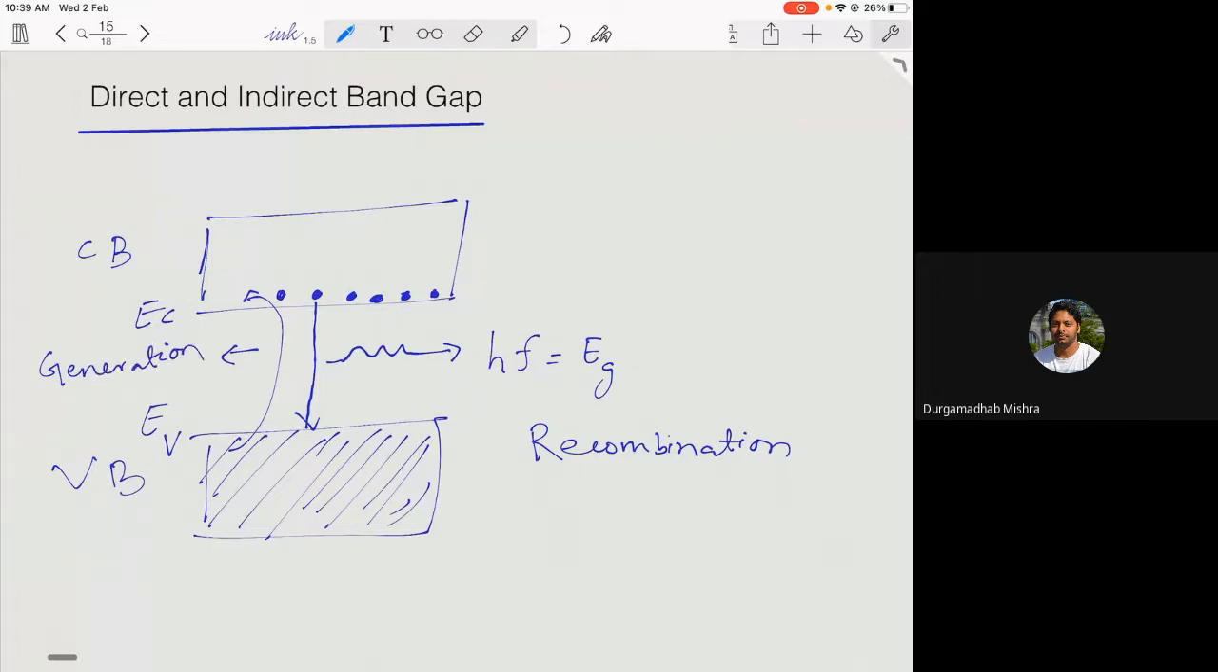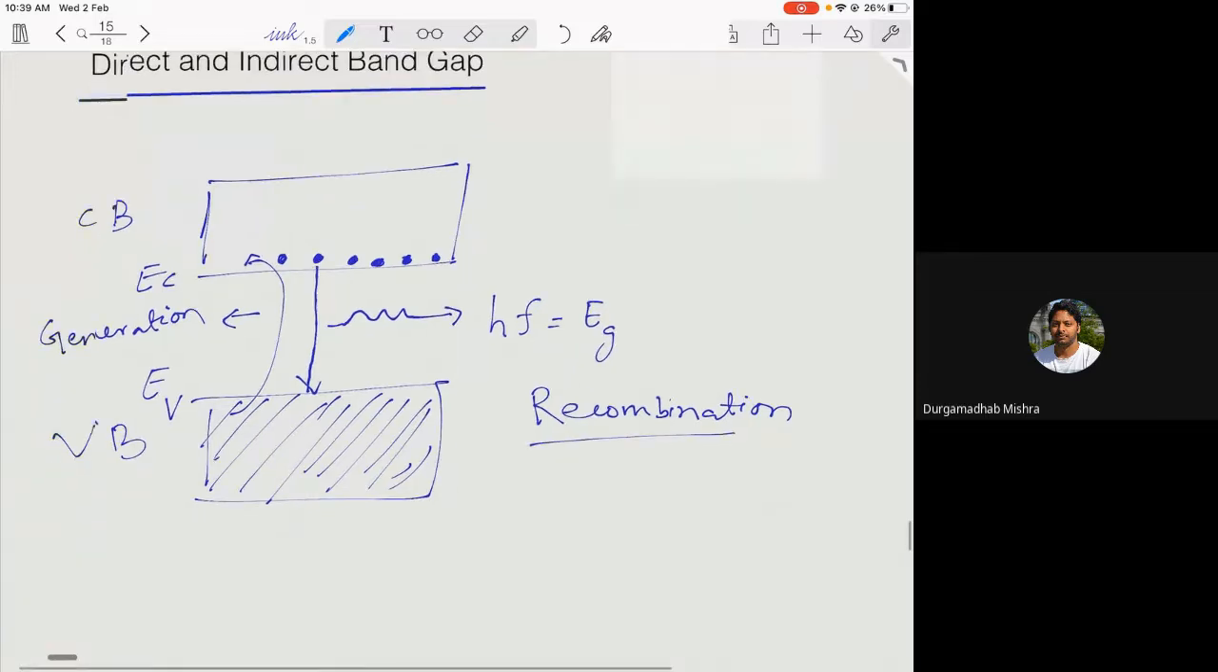And when this electron is de-excited, so it comes back to the valence band, it will emit most likely a certain energy, which is the difference between the energy level of the valence band and the conduction band, which is nothing but the band gap. So this process is known as recombination.